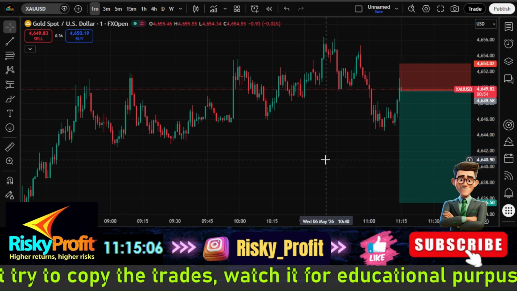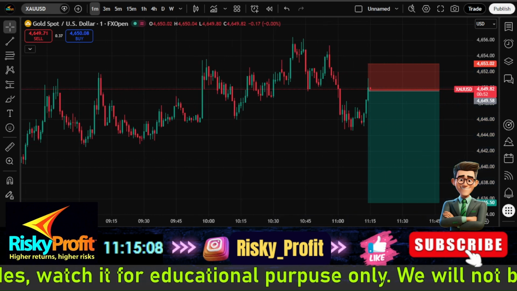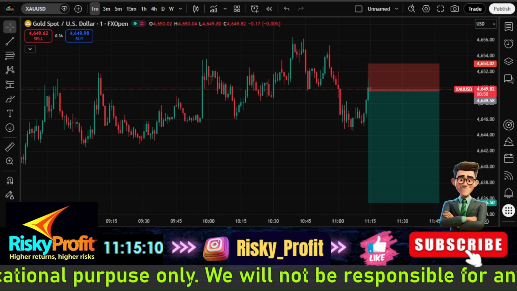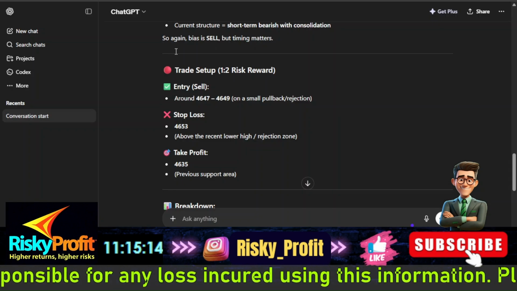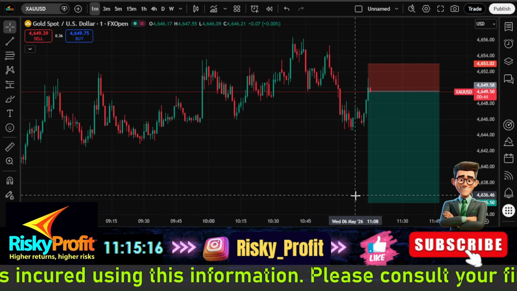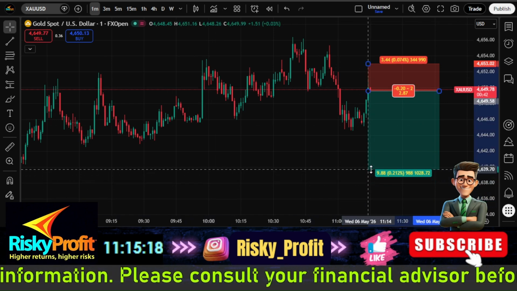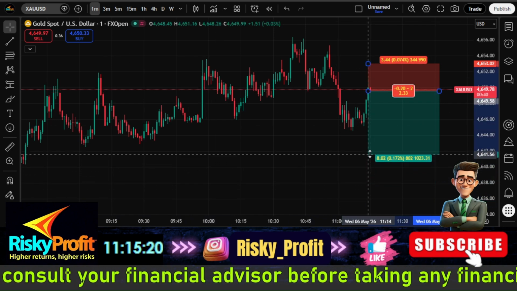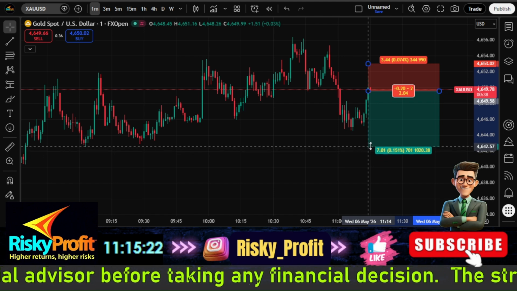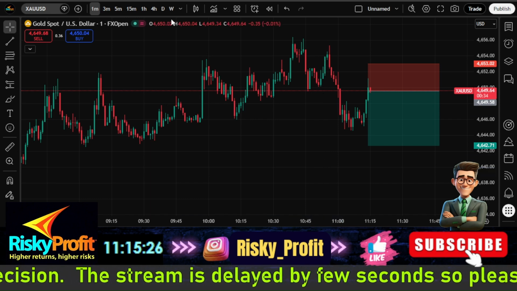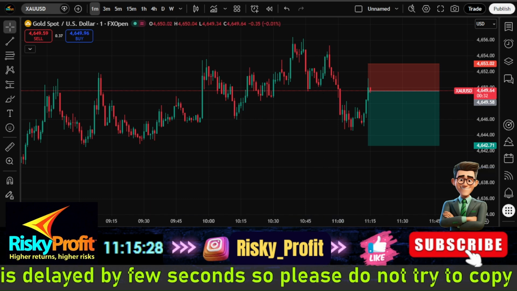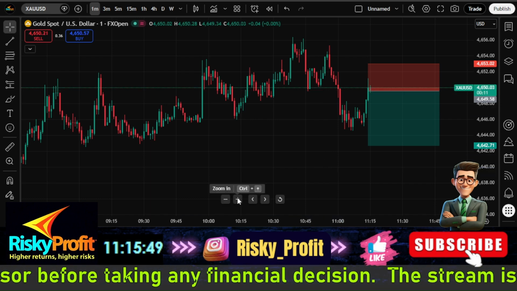It becomes around 1 is to 4 risk to reward, not 1 is to 2 risk to reward. I don't know why it has suggested that, because I had asked it for 1 is to 2 risk reward only. So let me adjust it. I will set it as 1 is to 2 risk to reward. Okay, so let's see how this trade performs. Based on that, we will take our actions.